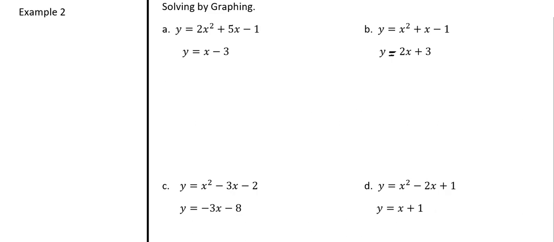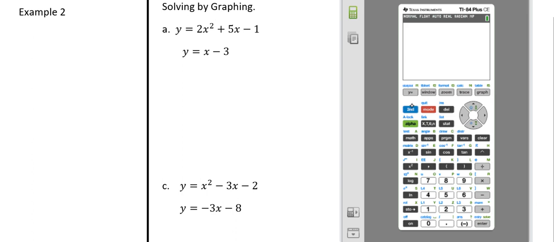Now let's try graphing some examples. So here we have y equals 2x squared plus 5x minus 1 and y equals x minus 3. So we'll pull up our calculator and we'll plug in our equations. So we have 2x squared plus 5x minus 1.